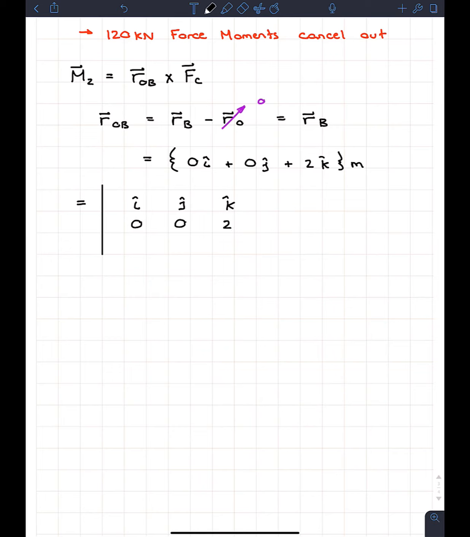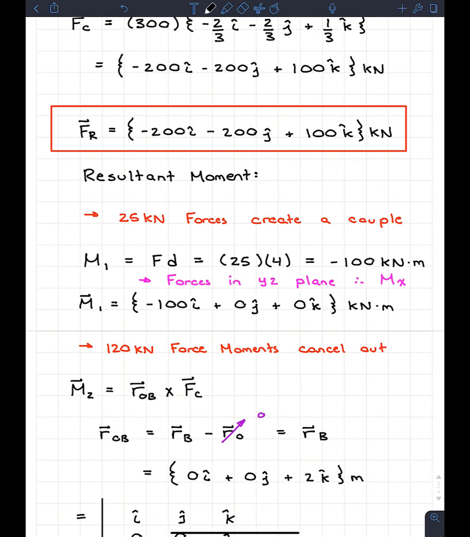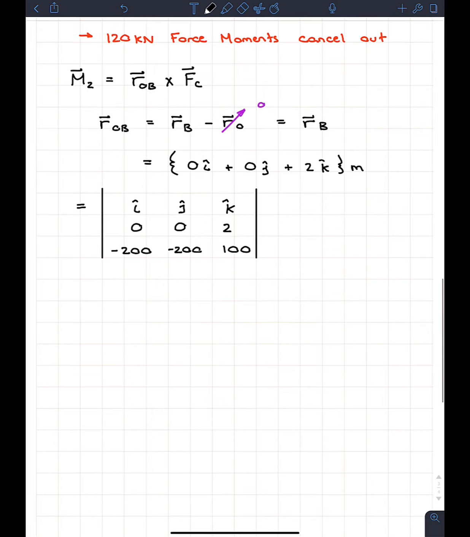And this is why I picked point B, because the other way, I would have 4, 4, and 0. And those 2 4s just make it a lot more inconvenient. I'd rather have as much stuff go to 0 as possible. And then our force vector, if we look up, is negative 200, negative 200, and 100. So we're going to throw that into the third row. And then with all our rows, we can close this up and start doing all the math inside of this.